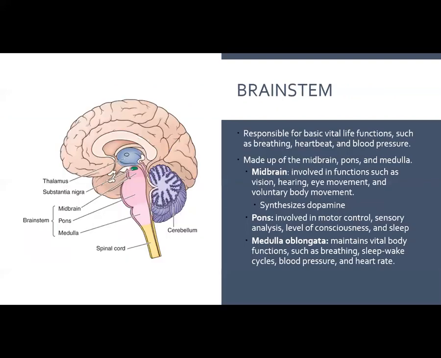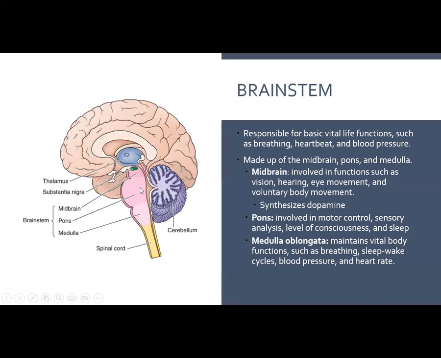And just to go back into the brainstem. Like I said before, our brainstem is responsible for basic vital life functions, such as breathing, heartbeat, and blood pressure. It's made up of the midbrain, pons, and medulla. The midbrain is involved with things like vision, hearing, eye movement, and voluntary body movement, and it synthesizes our dopamine. Our pons is involved in motor control, sensory analysis, level of consciousness, and sleep. And then the medulla oblongata maintains vital body functions such as breathing, sleep-wake cycle, blood pressure, and heartbeat.